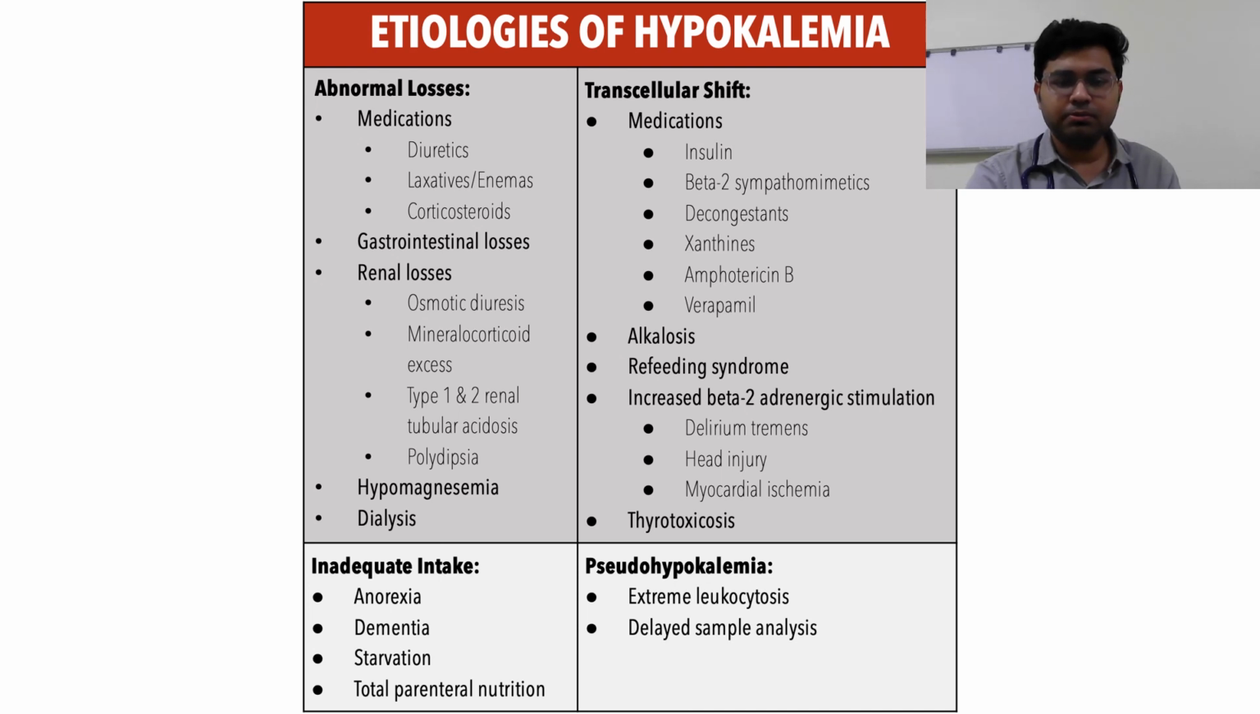Here you have to basically focus on the diuretics and laxatives overuse. So you don't have to use loop diuretics or thiazide diuretics. You can use potassium-sparing diuretics such as Aldactone, that is spironolactone, in such patients.